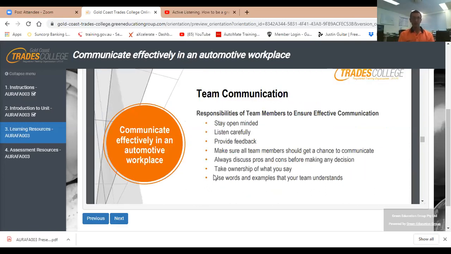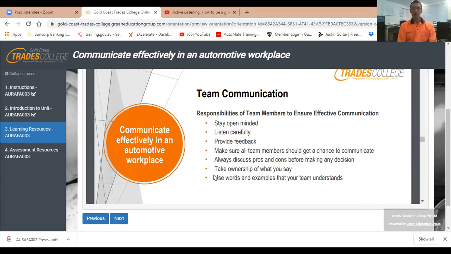On to team communication. We've talked about one-on-one communication. We've talked about communication with those with disabilities, basic introduction. Now we're also going to talk about team communication. So, responsibilities of team members to ensure effective communication.